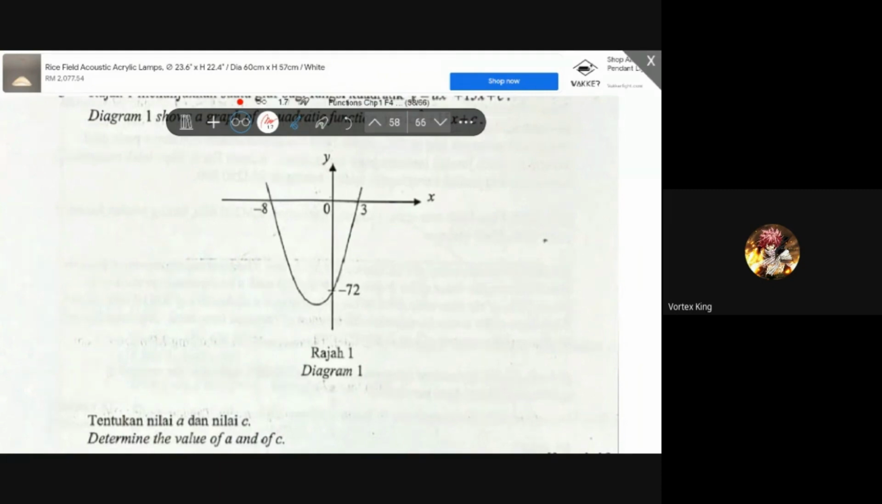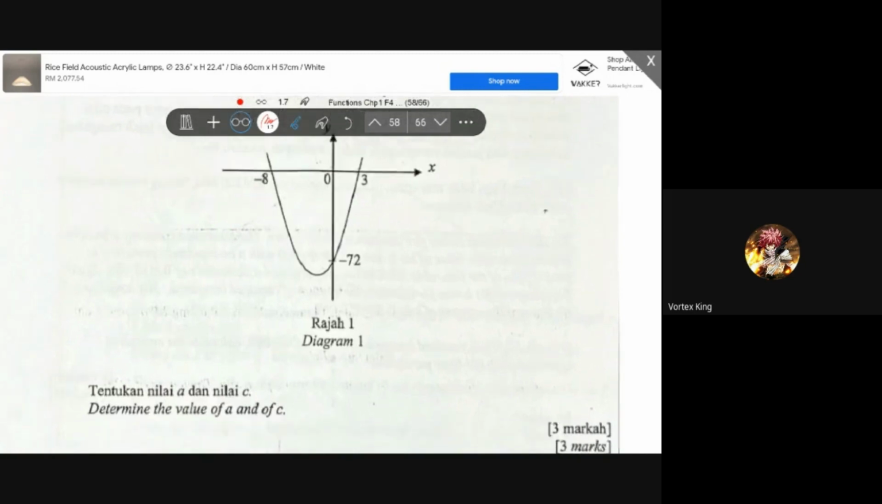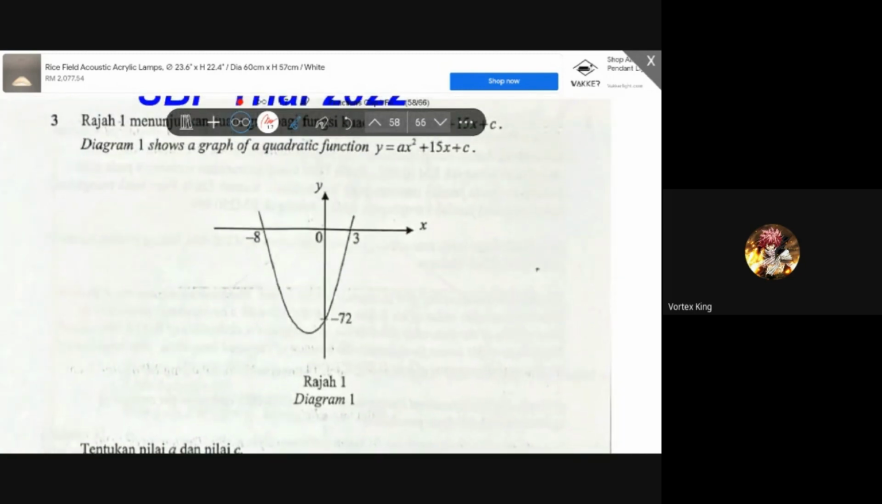A is 4, C equals 4. So fast you solve. Let me check. Very good. You want to volunteer? Help me explain how to solve this question. I explained to you all so long, right? So, siapa-siapa nak terangkan kat saya balik? Macam mana nak solve?